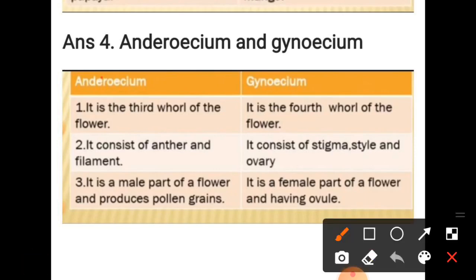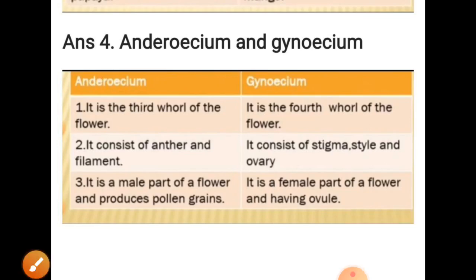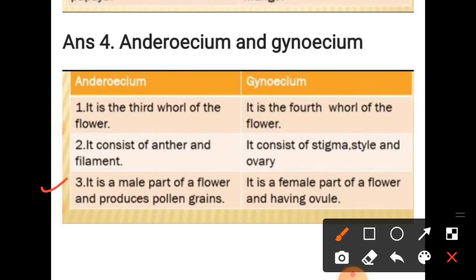Students, don't write here E. This is wrong. So androecium. Okay, androecium. Now third point, it is the male part of the flower and produces pollen grains. Gynoecium, it is the female part of the flower and has ovules.